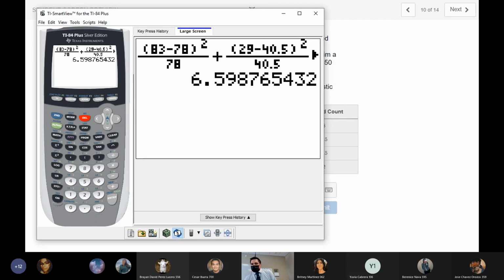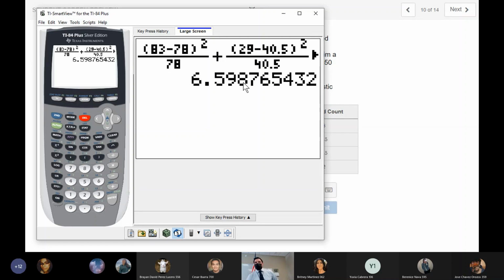For the rounding of this, we never really keep more than about 3 decimal places. Most of the values on our tables don't go past 3 decimal places. So we're going to round to 3 decimal places, and we get 6.599. If we wanted to round to 2, that would round to 6.6. If we round to 1 decimal, 6.6.